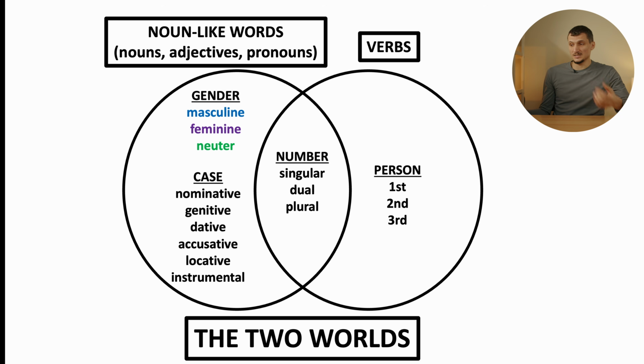And just to go back to the whole diagram that we said our course would revolve around, what we have in the circles then are properties. So gender and case and number are properties that make up the world of nouns, and person and number are properties that make up the world of verbs, but more on that in the next lesson.